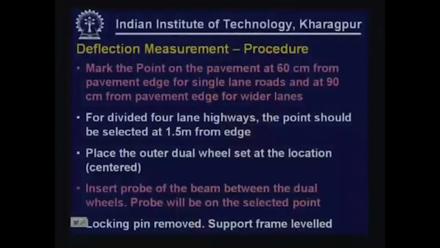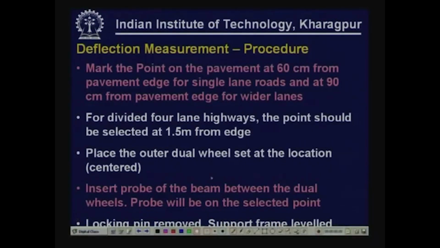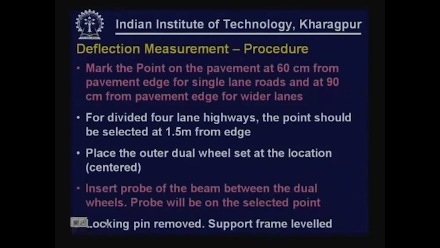We have to place the outer dual wheel of the truck at the location. So, we have to center the outer dual wheel load. If this is the point at which we are going to measure the deflection, the outer dual wheel load will have to be directly positioned about this point. The probe of the beam has to be inserted between the dual wheels. The probe will be directly resting on the selected point.